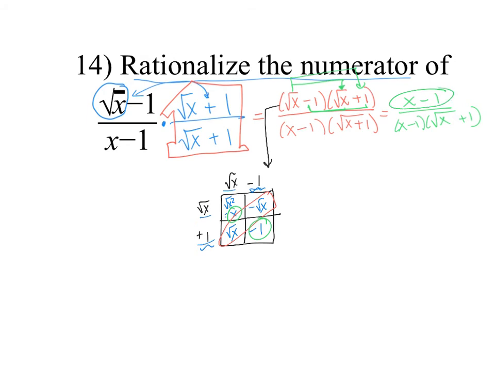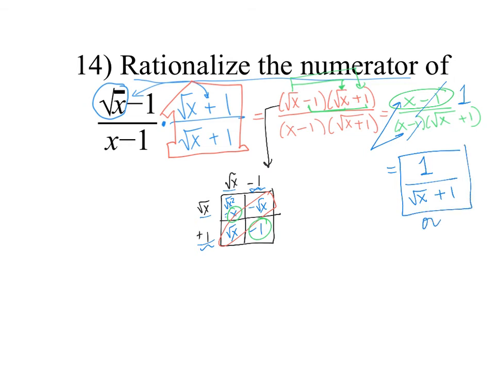Now on the bottom, we could distribute that, but right away I'm noticing that we have an x minus 1 and an x minus 1 on the bottom. We could just reduce those. So that could just be a 1 right there. So our final answer could just be 1 over square root of x plus 1. So that would be perfect.